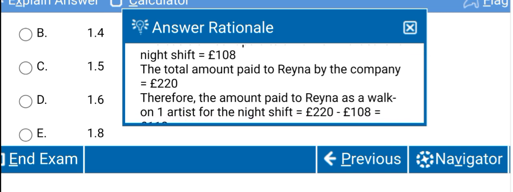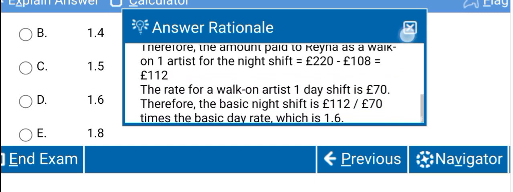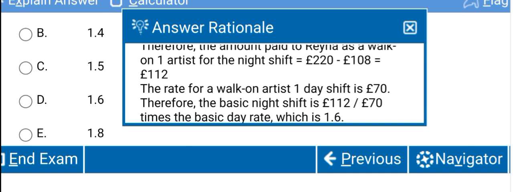So the total amount paid to Reina by the company is 220 pounds. Therefore, the amount paid to Reina as a walk-on 1 artist for the night shift equals 220 pounds minus 108 pounds equals 112 pounds.